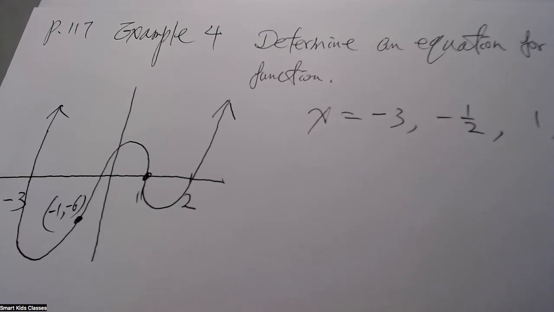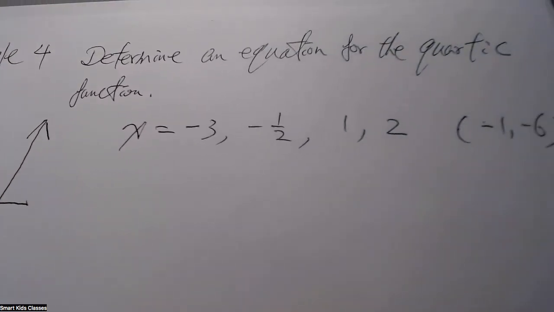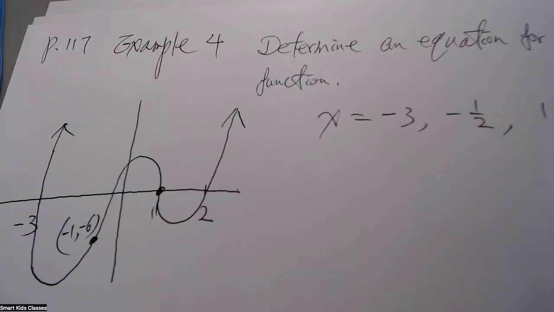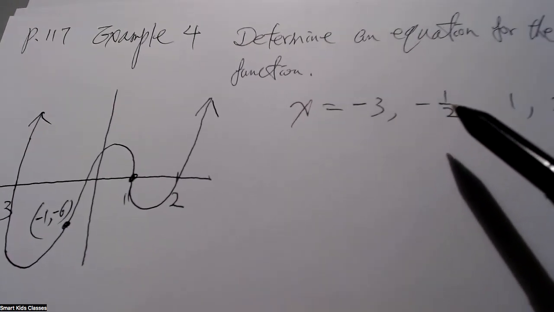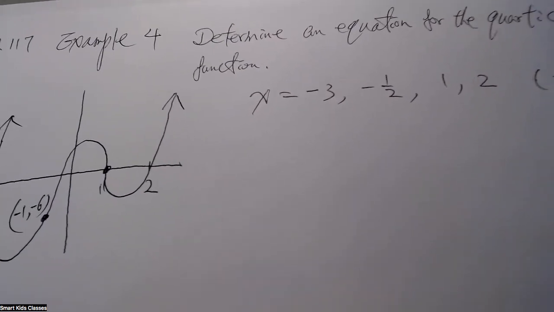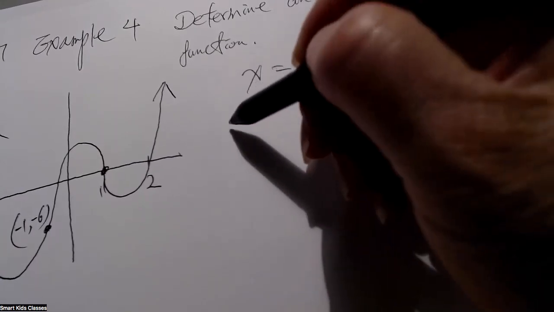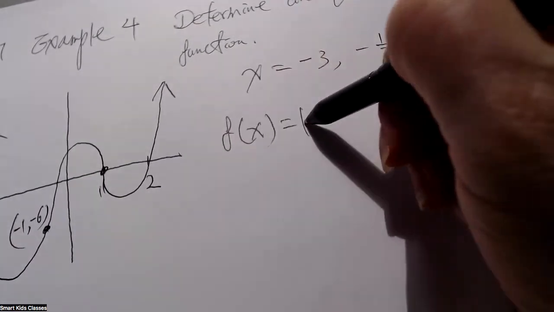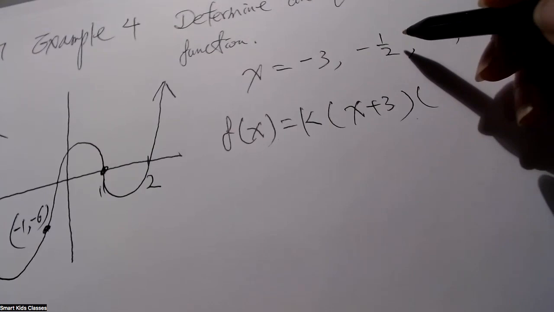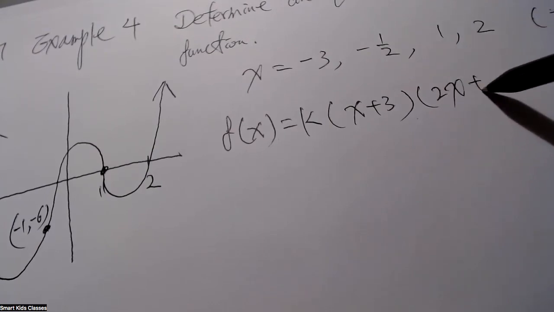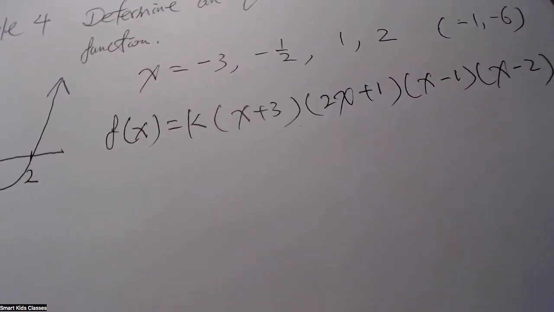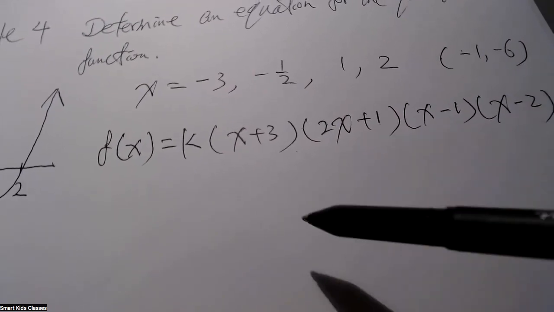Now on page 117, example 4, determine an equation for the quartic function. I plot the equation here. It provides the x-intercepts negative 3, negative 1 over 2, 1 and 2, and a given point, negative 1 and negative 6. Now let's write the equation first: y equals k times (x + 3)(2x + 1)(x - 1)(x - 2). We're going to use the given point to find k.